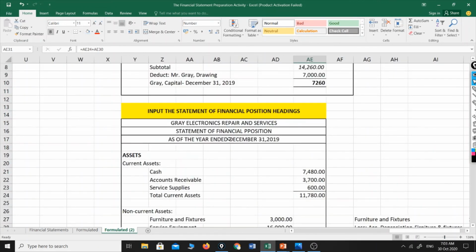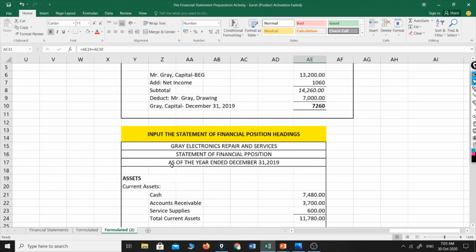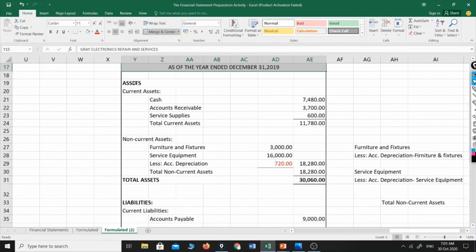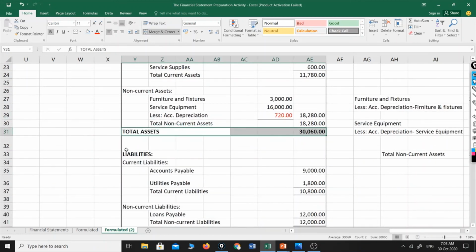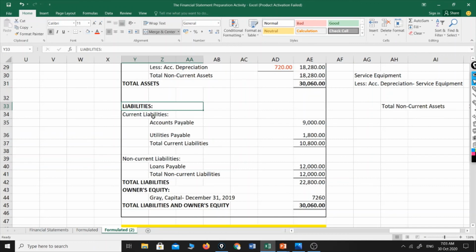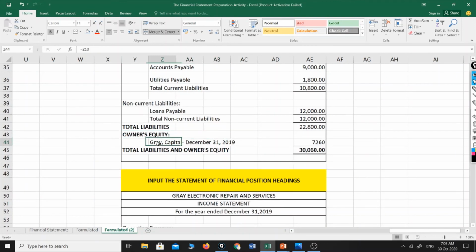So generally what we did is we make the headings and then we lay down all the assets, classifying them as current assets and non-current assets, and then we total all the assets. And then for the liabilities section, we also classify current liabilities and non-current liabilities and total all the liabilities. And then we prepare the owner's equity, and specifically this is the ending balance of the capital. Take note, ending balance of the capital as of December 31, 2019.